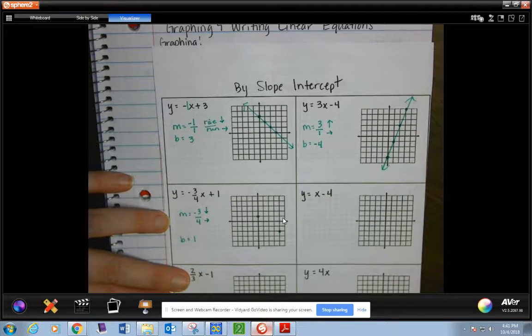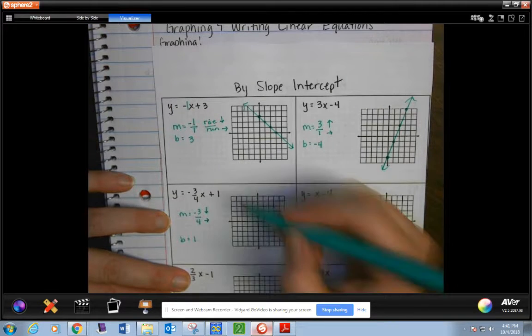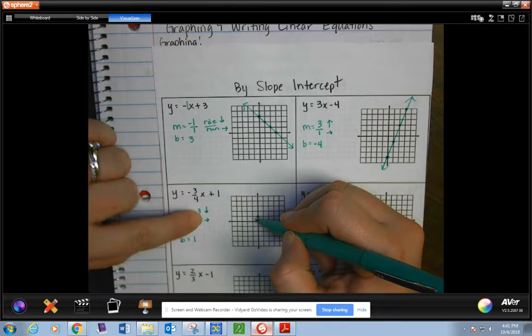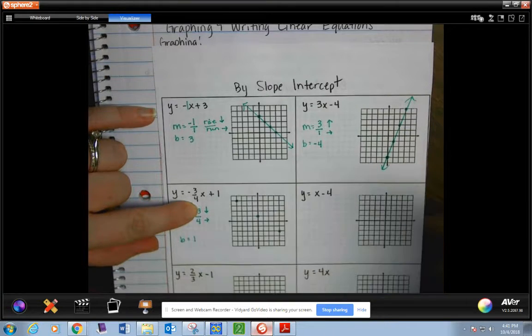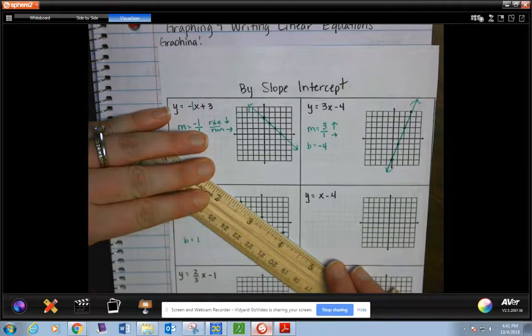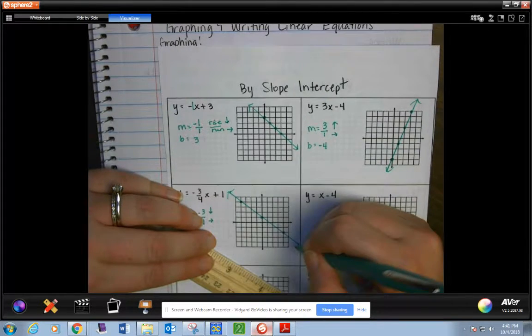Okay, now I can only get one point that way. So to get some more points, if you go back to the original and do the opposite of what those arrows say, so I'm going to go up 3 and left 4. Now those points are still in a straight line to where you can put your ruler on here, draw your line, put your arrows because it goes forever.